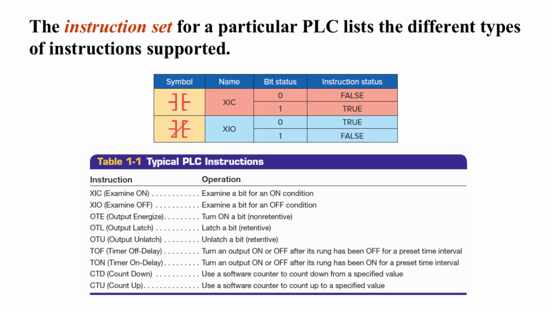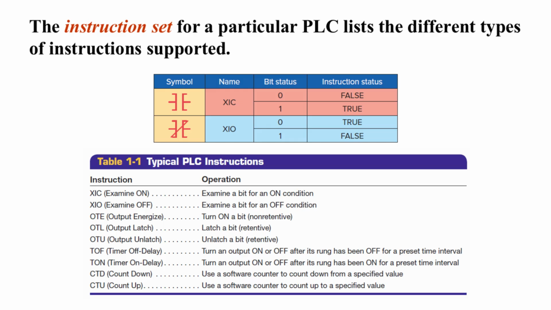One of the most common instructions is examine on, or XIC. This instruction checks if a bit or condition is true before allowing current to flow through that part of the logic. It is often used to represent normally open contacts. Next is examine off, or XIO, which does the opposite. It checks if a bit is false before passing logic through. This is typically used to represent normally closed contacts. Together, XIC and XIO form the foundation for decision-making in ladder logic.